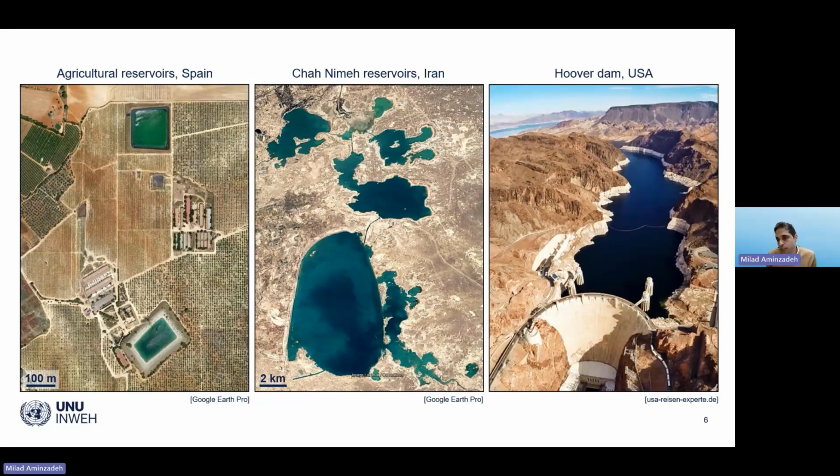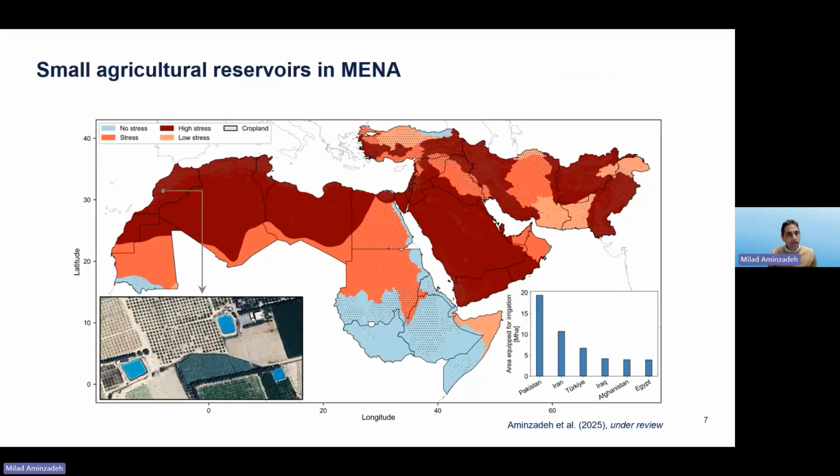And the last part of the work looks into dams as the iconic elements of human-made water reservoirs. I will show you later our analysis of evaporative losses from dam reservoirs. As I said, the first part of the talk is focused on small agricultural reservoirs in water-stressed regions.